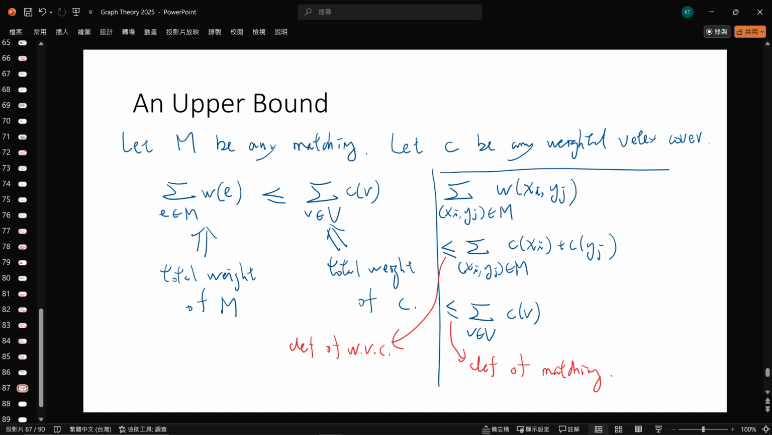Also, if you consider a case where all the edge weights are just 1, then this gives you a proof for the previous upper bound where we want to maximize the number of edges. In that case, the size of the vertex cover is an upper bound. But for that case, C can only be 0 or 1. So for the case where C can only be 0 or 1, it degenerates into the previous vertex cover problem.